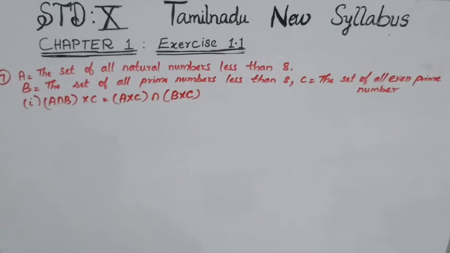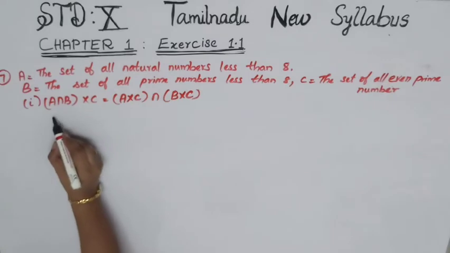Standard 10th, Chapter 1, Exercise 1.1. 7th question. A is equal to the set of all natural numbers less than 8. B is equal to the set of all prime numbers less than 8. C is equal to the set of all even prime numbers. So, your first subdivision is A intersection B cross C is equal to A cross C intersection B cross C.